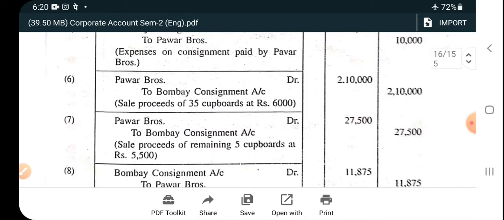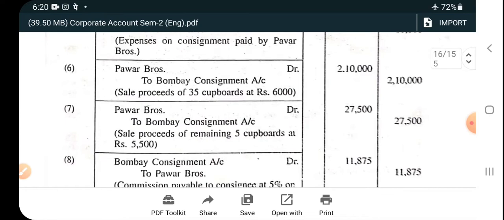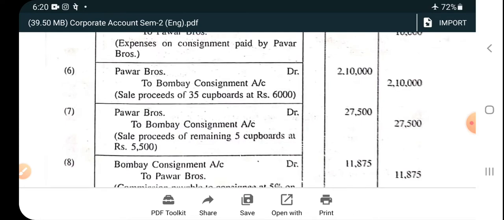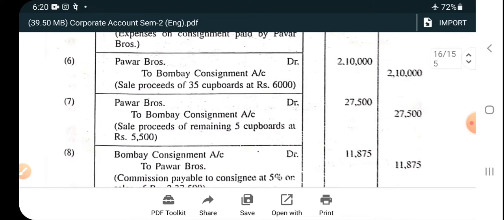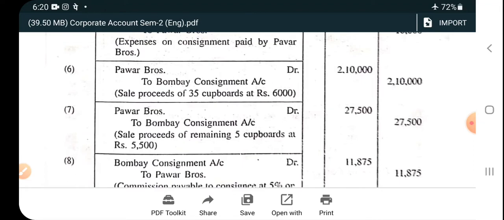So let us discuss the sales effect. There are two kinds of sale. The first sale is of 35 cupboards and another sale is of the remaining 5 cupboards. There is no closing stock in this sum. In the first sum, it is a very basic sum. So sales made by the consignee.